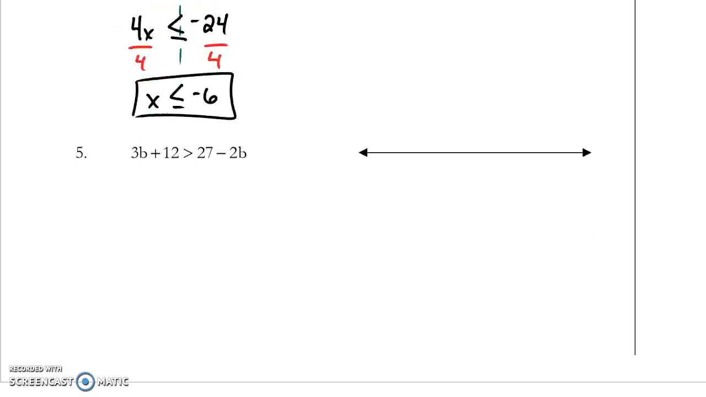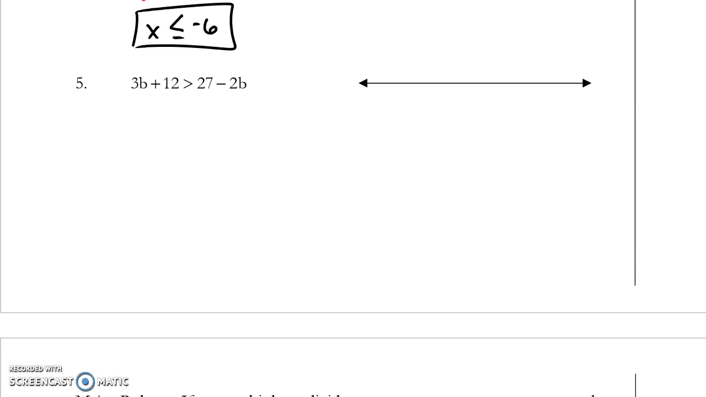And the last problem on this front page is variables on both sides. So here's my two sides. That's the wall that's divided up or set up by the inequality symbol. Now the variable's not x. Treat it the same, and we will graph it the same. We need to get that variable on the same side first. That needs to be our first step.